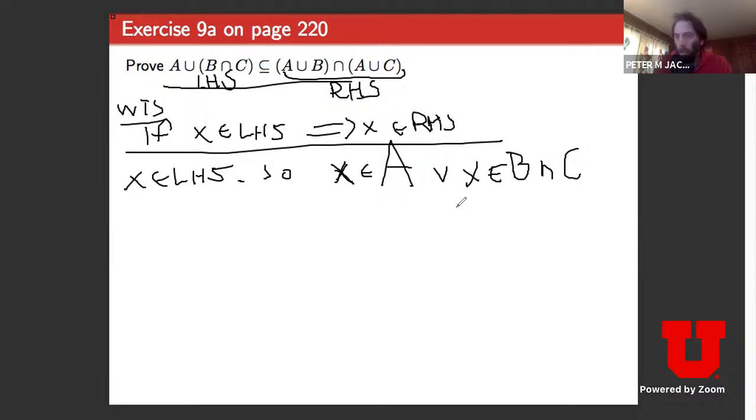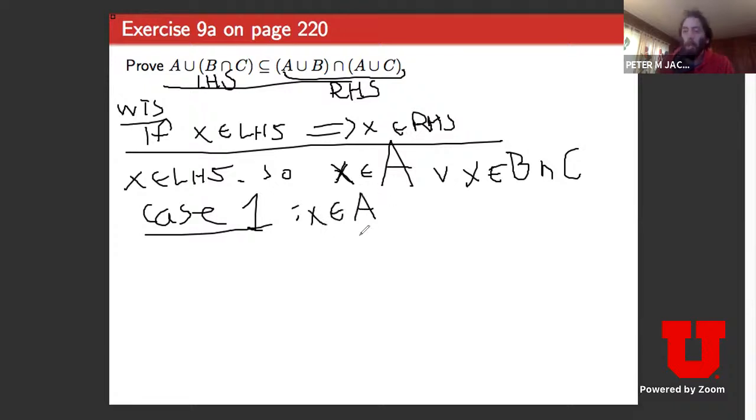And so there are three things that could really be going on. X could be in A and not in B intersection C. It could be in B intersection C and not in A, or it could be in both. But we really only need to consider two cases. One is that X is in A, and the other is that X is in B intersection C. And in both cases, we need to show that X will be in the right-hand side. So let's do the first case. And that's going to be that X is in A.